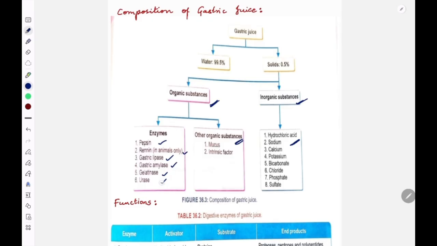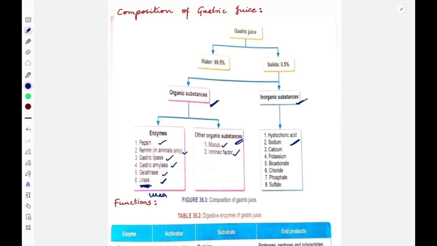Okay, urease is present in the gastric juice. Sorry, the urease is responsible for conversion of urea into ammonia, whereas the other organic substances include the mucus and the intrinsic factors. So this mucus is responsible for the lubrication of the GI tract.